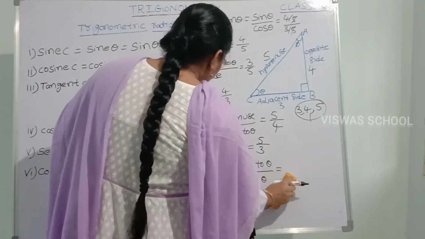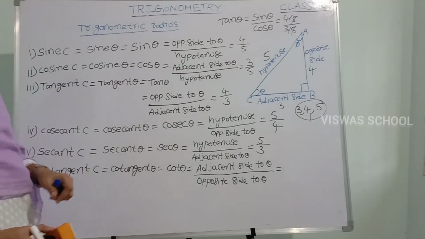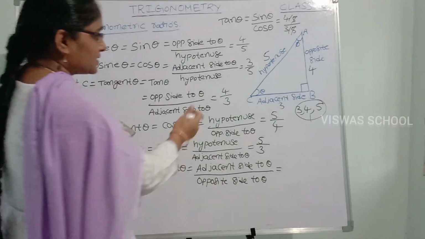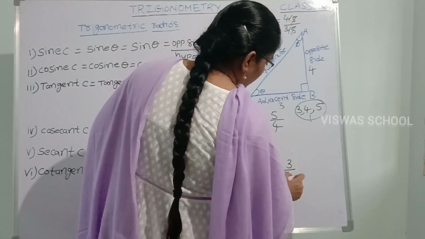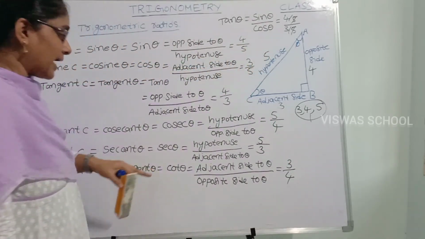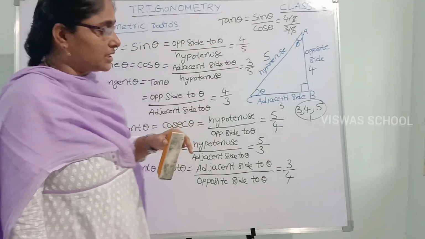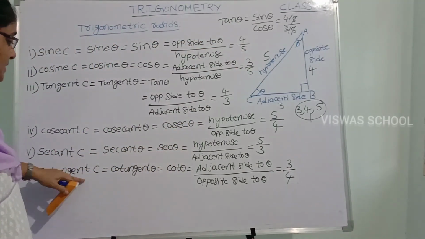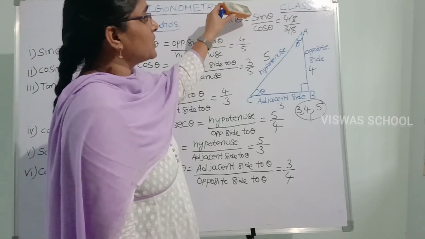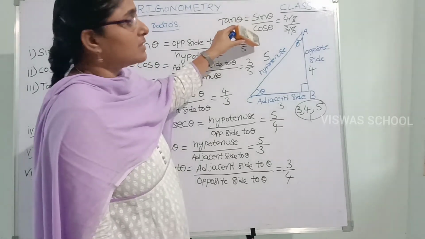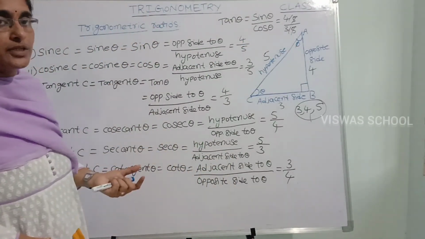And next one is what? This is cotangent theta, cot theta. This is the reciprocal of what? Tan theta. That is, this is what here? 3 by 4. Or this is tan theta means what? Sin theta by cos theta. In the same way, cotangent theta, that is cot theta is equal to what? Its reciprocal, that is cos theta by sin theta. These are the trigonometric ratios.